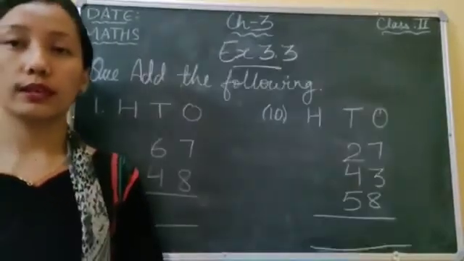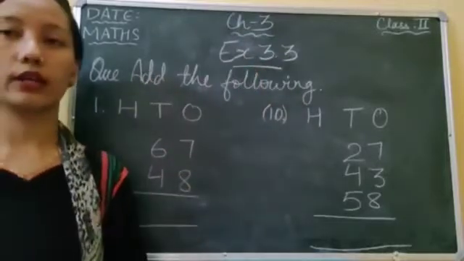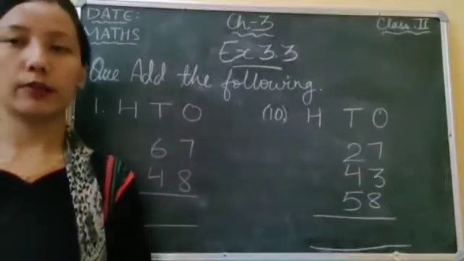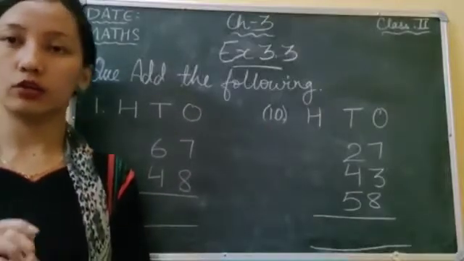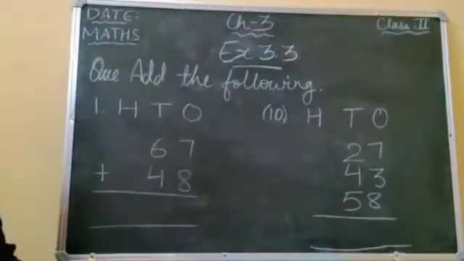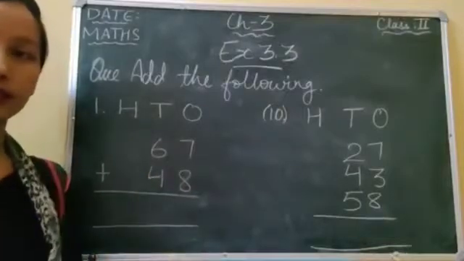Okay, so students, this is your exercise 3.3. Add the following. Here I am doing the first part and the 10th part. Okay, the remaining parts you will do by yourself in the book only. Okay, here we have to add 67 plus 48.